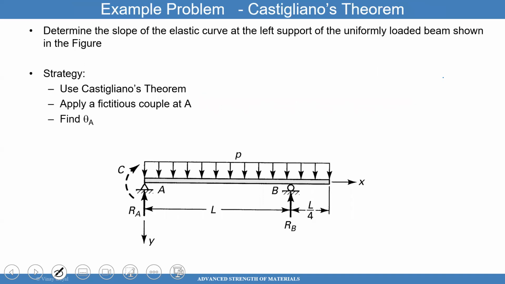Here, the question is, what is the slope of this beam at point A? That's the question. So if I have a load P applied, like you see here, I have a distributed load P applied, I can get the reaction forces, but it's asking me what is the slope there? So I can add the moment couple like you see there.